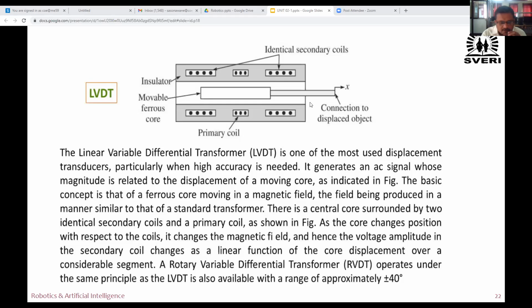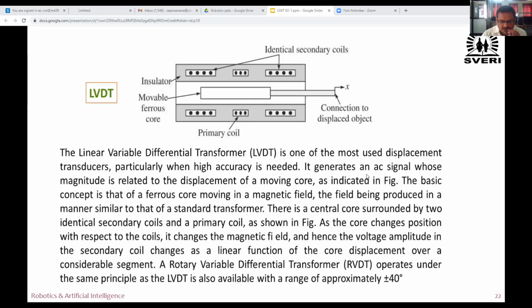Therefore, now we'll see this linear variable differential transformer. The linear variable differential transformer is one of the most used displacement transducers, particularly when high accuracy is needed.